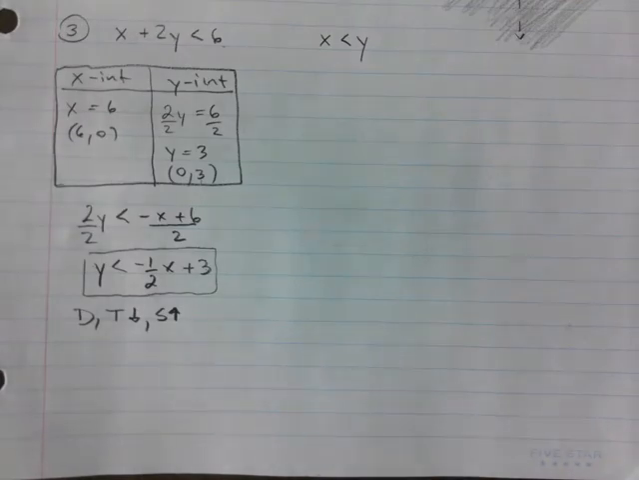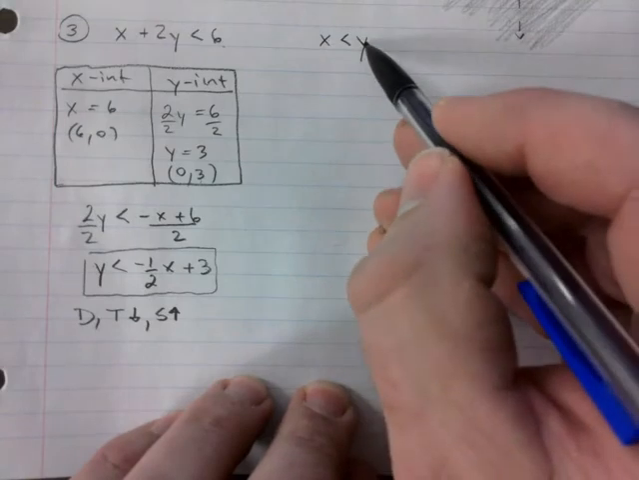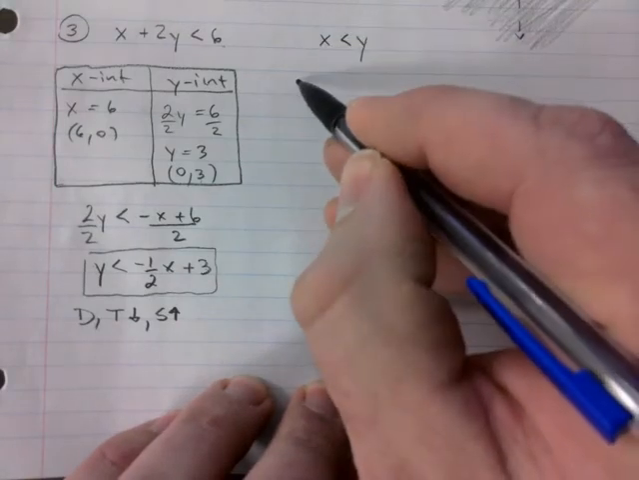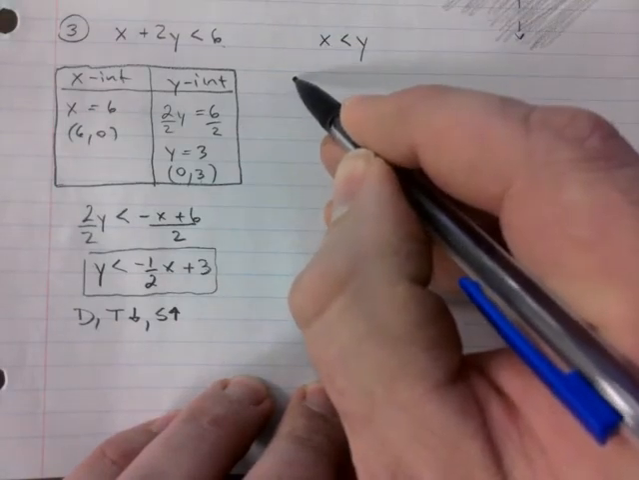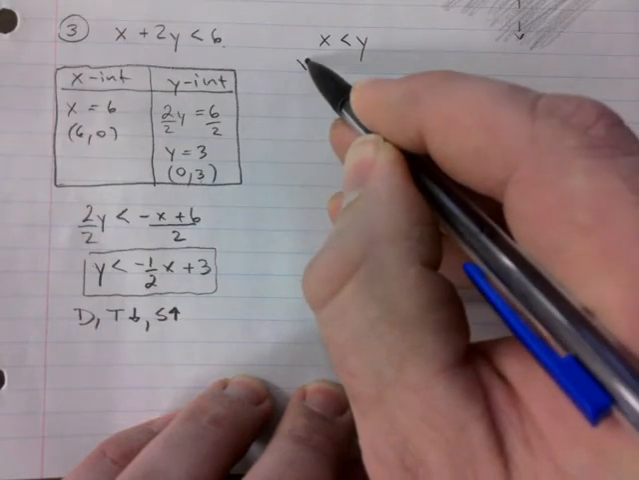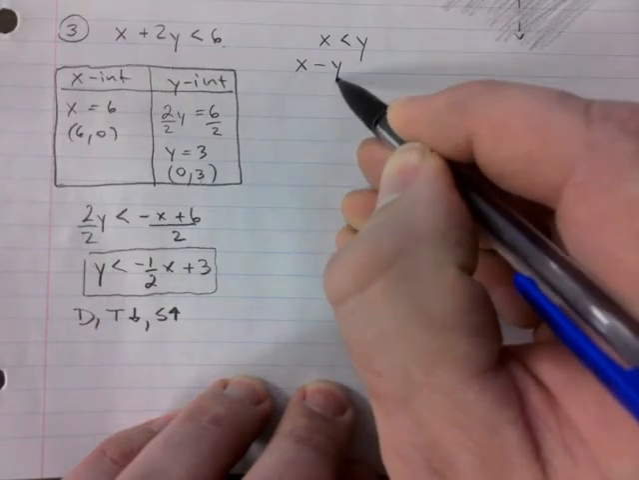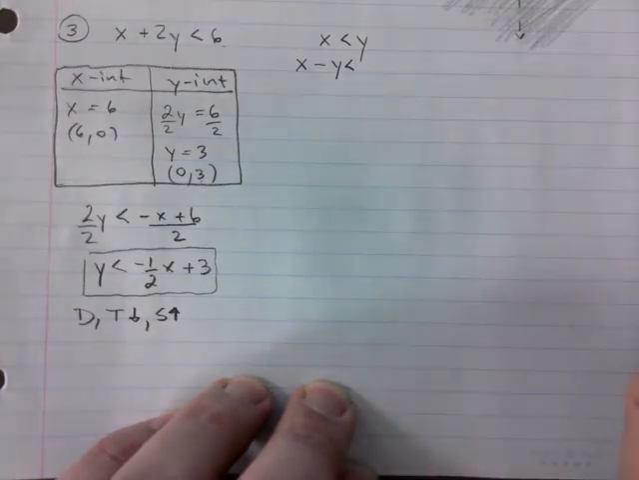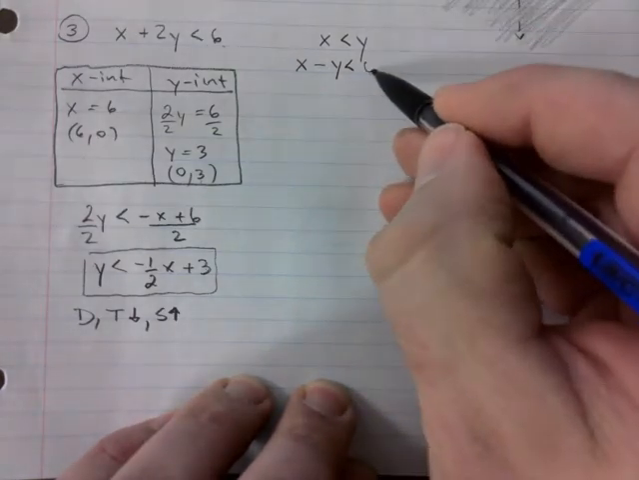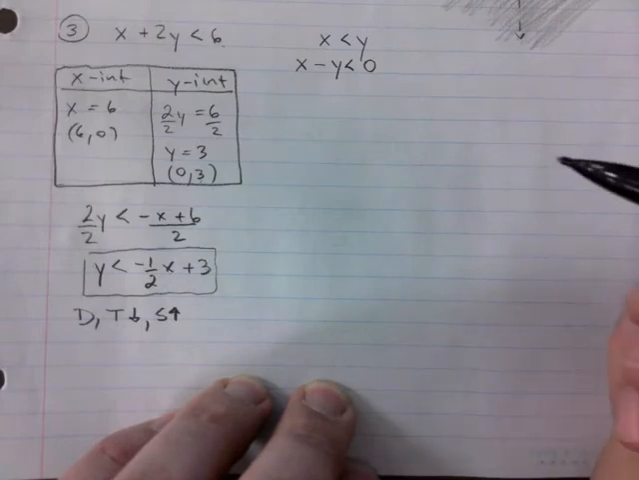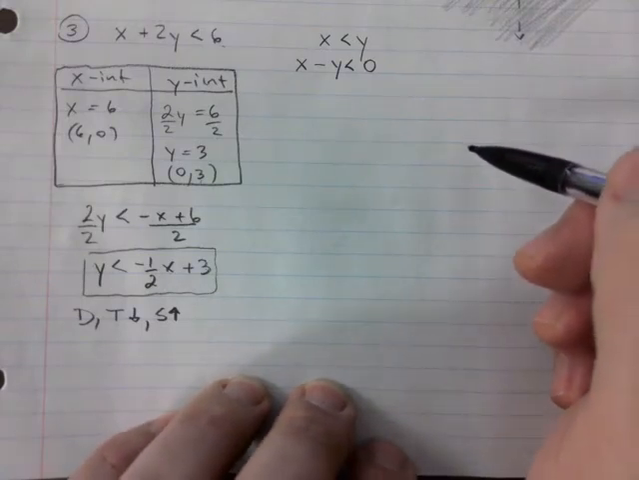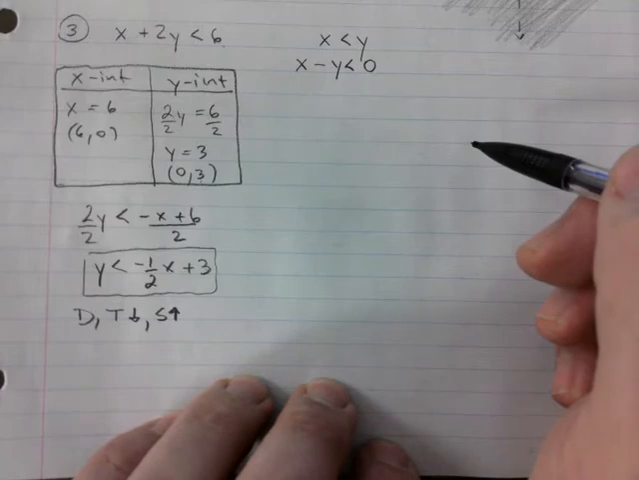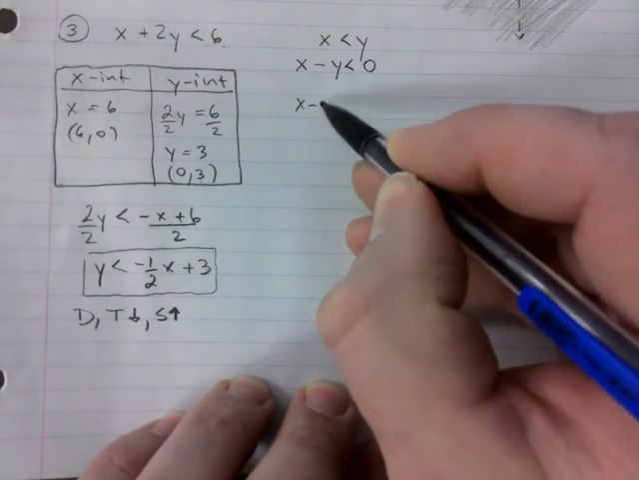And now this one. So this is one way of doing it. I'm going to bring the y over just so you see that. So it's going to be x minus y is less than what's left on the other side. 0, right? Okay. And so I just want you to see that that's what you can do, right? Don't fear it. And so let's find the intercepts.